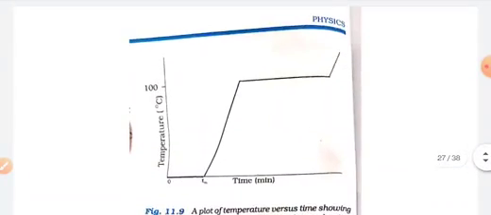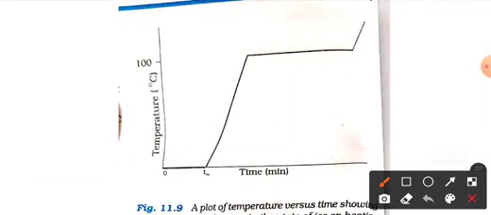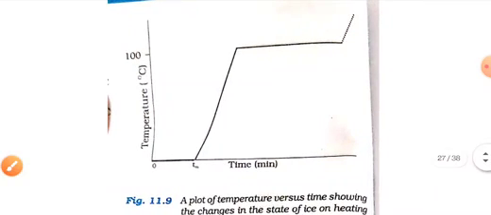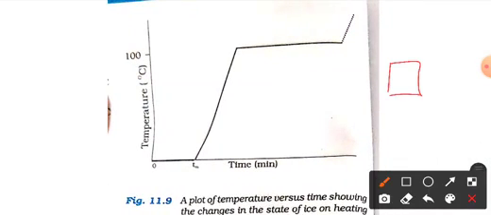What we will see? We will see that when ice was there at 0 degree Celsius, then we started heating that ice. This was ice and we started heating it, and this was at 0 degree Celsius. Then, with the continuous supply of heat, the temperature of the ice was not rising.